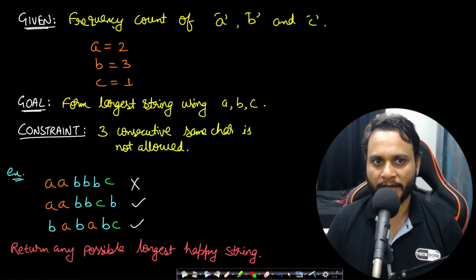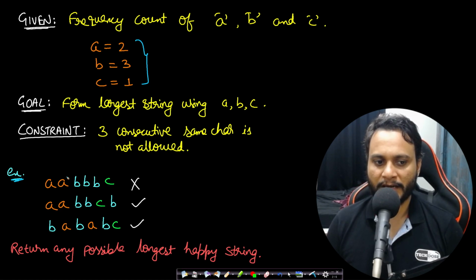Let's say that we are given the frequency of all the A, B, C characters, and let's say these are A equals to 2, B equals to 3 and C equals to 1. Our goal is to form the longest string using A, B and C, and our constraint is the 3 consecutive same characters are not allowed as a substring. Okay, so if we look at some of the example answers that we can make, if I try to make AA, triple B and C, then are we using up the frequencies as per the availability? We have used up 2 A's and yes, 2 A's are available. We have used up 3 B's and 3 B's are available and 1 C which is available.